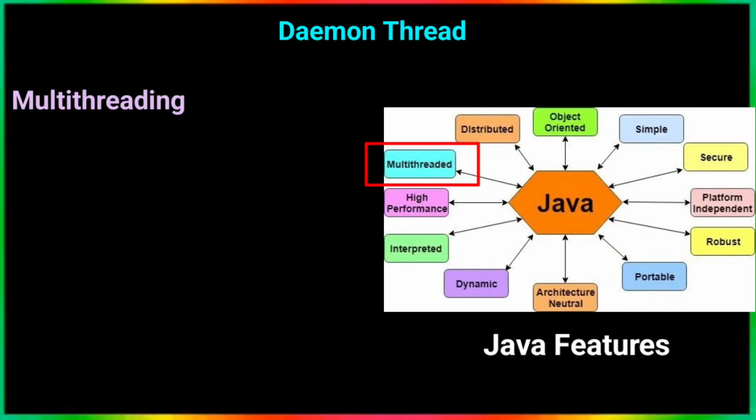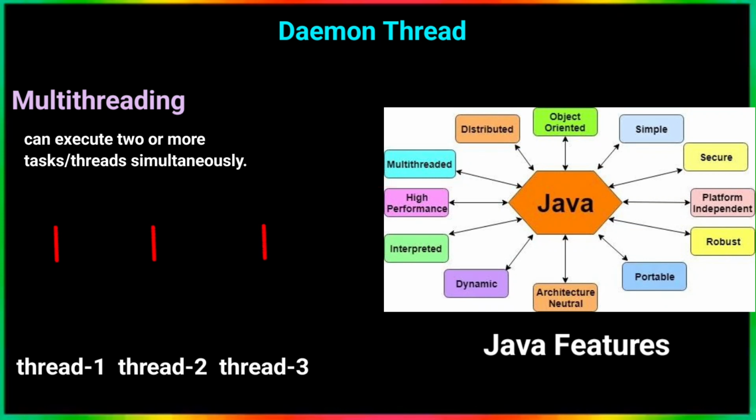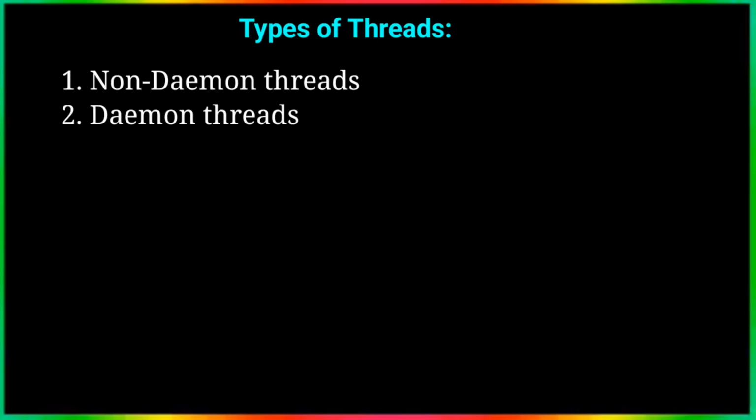Daemon thread. We know that multithreading is one of the important features of Java. With the help of this feature we can execute two or more tasks or threads simultaneously. Basically threads can be of two types: 1. Non-daemon thread. 2. Daemon thread. In this video we will talk about daemon thread.